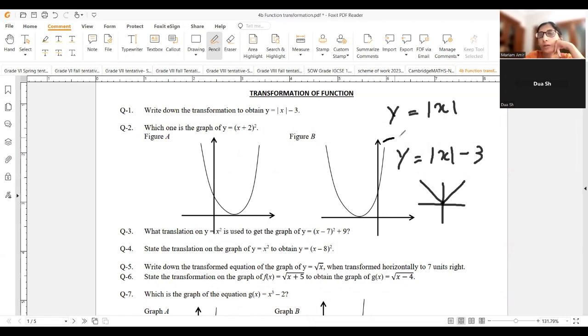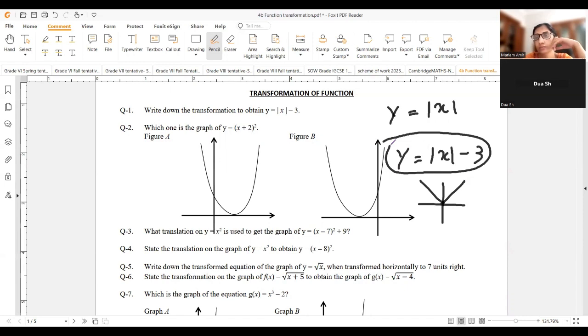What will happen when you sketch modulus of x minus 3? What kind of transformation is this? Yesterday we discussed a couple of transformations. What happens when you're adding a constant or subtracting a constant? It's translation. It's translation by what?